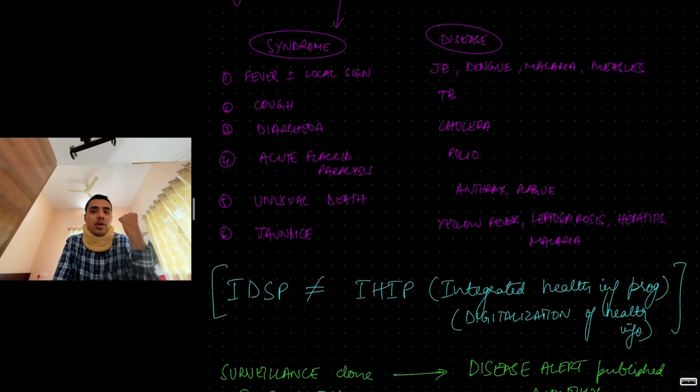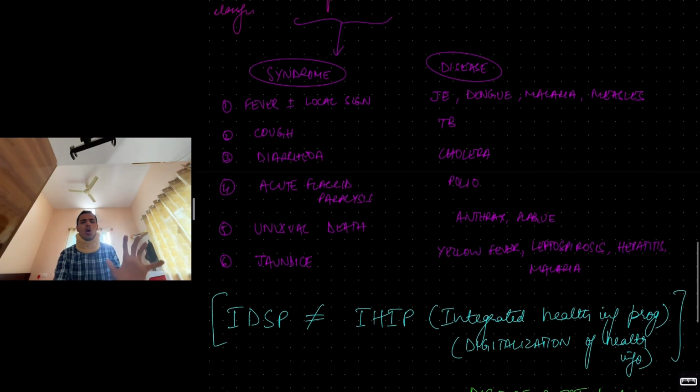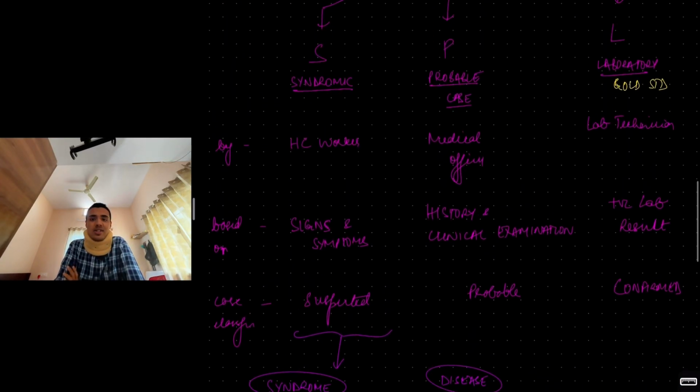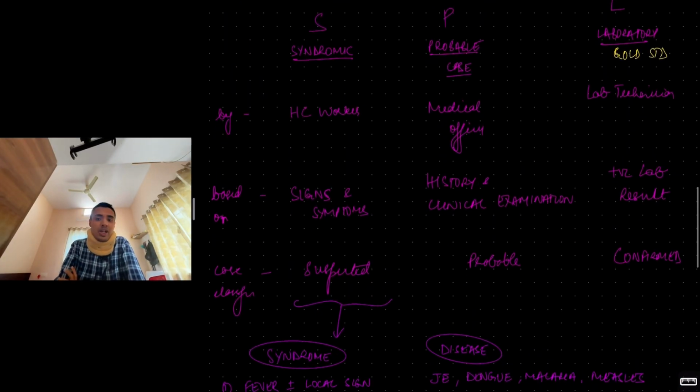Then cough, you can suspect TB. Diarrhea, you can suspect cholera. Acute flaccid paralysis, you can suspect polio. Unusual death with some skin lesions, you can suspect anthrax, plague, where you'll see bubo. Then if the syndrome is jaundice, it can be yellow fever, leptospirosis, hepatitis, malaria. So just purely based on one syndrome, you're suspecting a disease. That is syndromic surveillance.